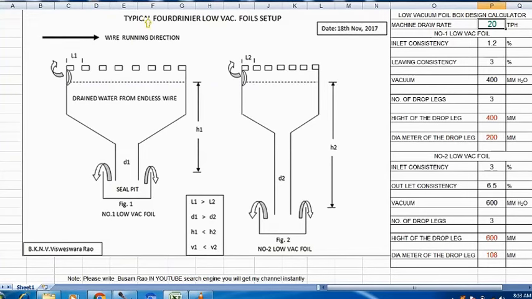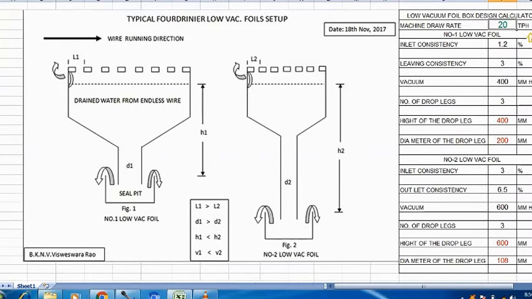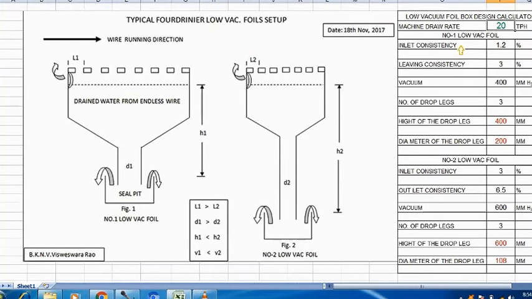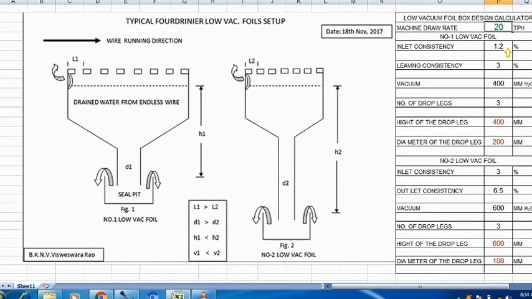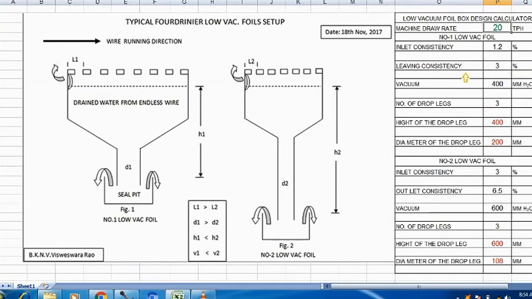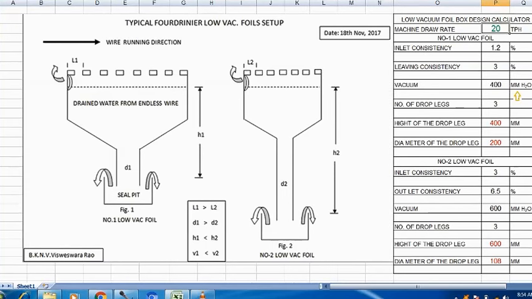Say for example a machine which is producing 20 ton per day to 20 ton per hour draw rate, with head box consistency of maybe 0.4 or 0.6, but the number one low vacuum foil inlet consistency is 1.4, let us say. That we can change according to our value. We can make it 1.6 or 1.8 to 2, like that. Leaving consistency is 3% from the first foil. And the vacuum maintained in the low vacuum foil is 400 mm water gauge.